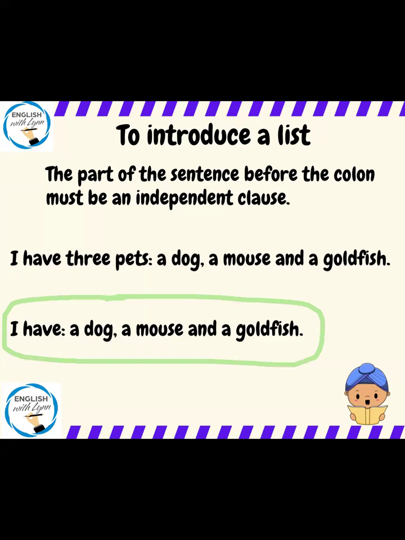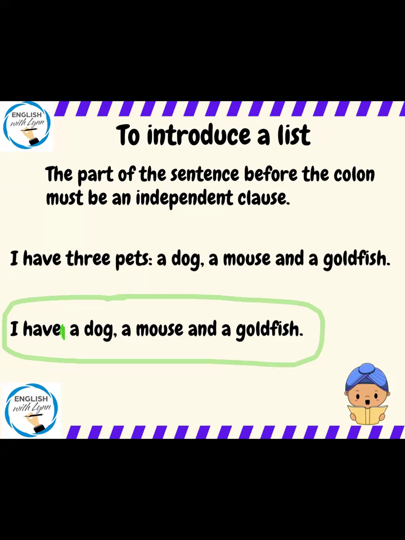Because if I say I have a dog, a mouse, a goldfish, it kind of sounds okay, but the punctuation is wrong. If I substitute my colon for "and these are" and say I have and these are a dog, a mouse, and a goldfish, you can see that bit at the beginning, I have, isn't an independent clause. Okay. So in that sense, you didn't need any punctuation there. You could just say, I have a dog, a mouse, and a goldfish.